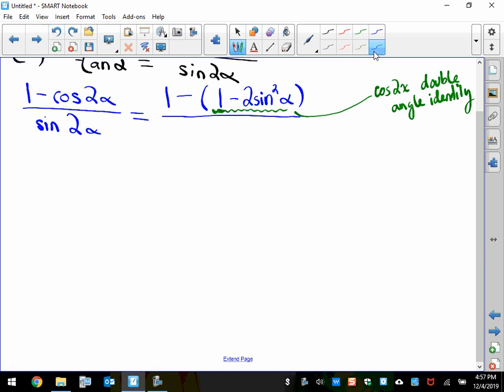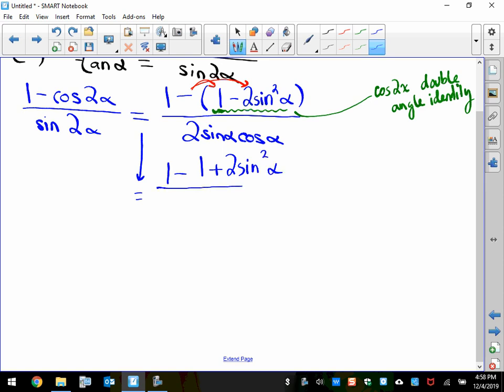Sine 2 alpha, that was the identity that I really enjoyed in high school. That's the one that I remember really well. It's just 2 sine alpha cosine alpha. Let's see if we can simplify. The numerator here will distribute this negative to each of the two terms. So this is going to be 1 minus 1 plus 2 sine squared alpha, all over 2 sine alpha cosine alpha.